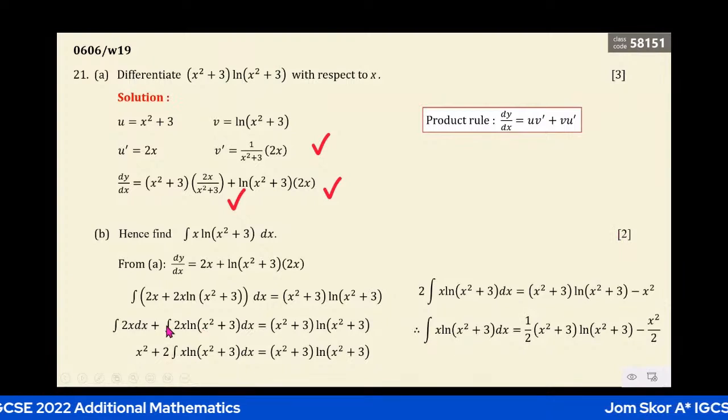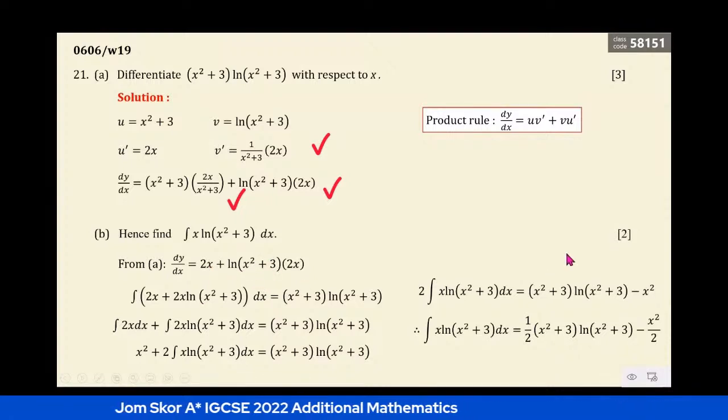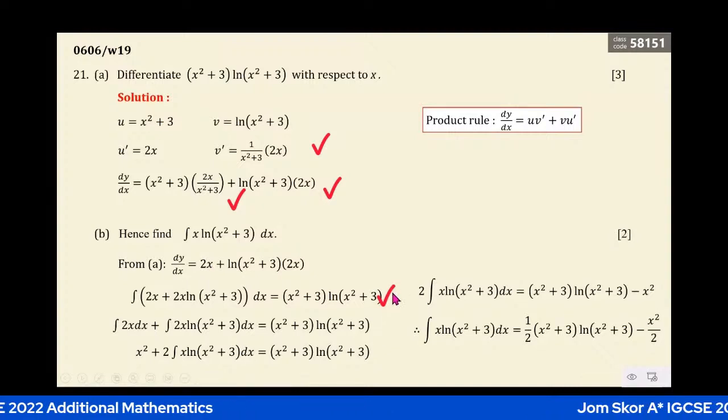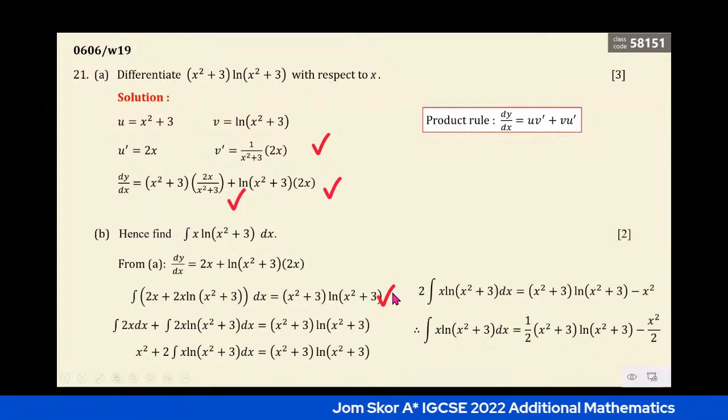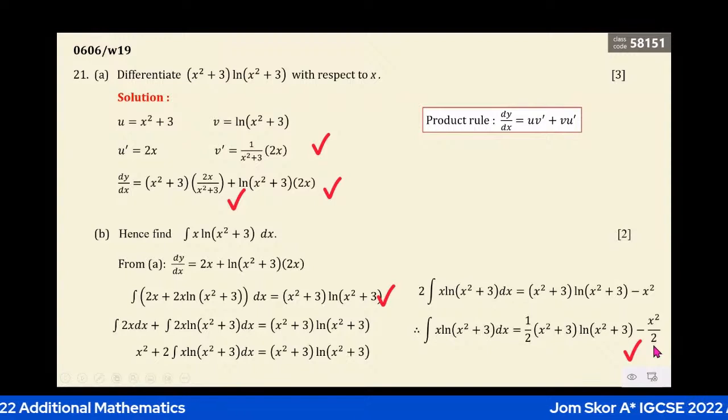Because this one, everything you get from the previous answer. Okay. Right. So where are the 2 marks given? So when you understand that integration is the reverse process of differentiation, 1 mark here, and then of course the second mark will be given to the final answer. Okay, right.